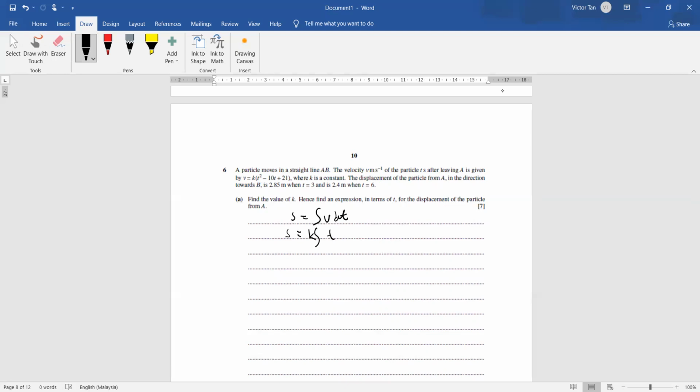k t squared minus 10t. S equals k t cubed over 3 minus 5t squared plus 21t plus C.